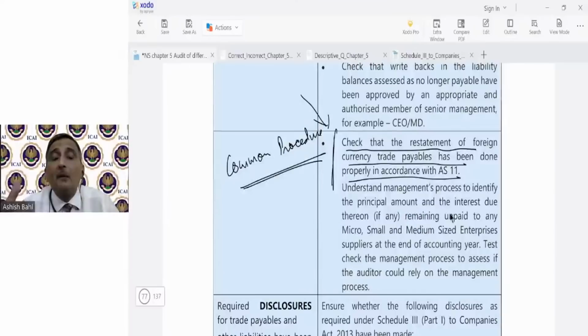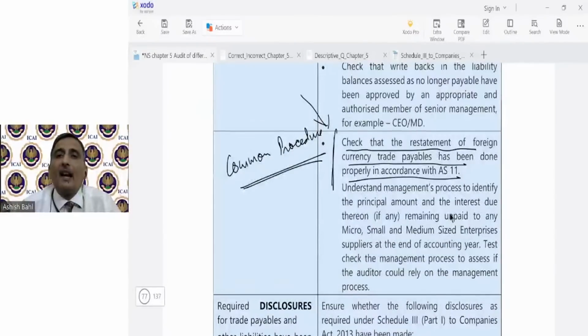It would apply in many cases, like it is applicable in case of trade receivables, it is applicable in case of trade payables. In loans and advances also we have seen. So these are common points and these can be used. You have to remember these in such a way. Okay.